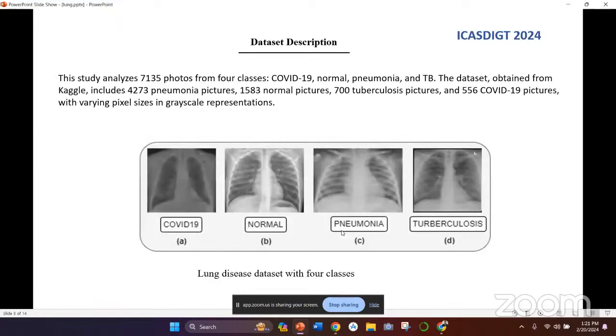Now we describe the dataset description. This paper analyzes 7,135 pictures from four classes: COVID-19, normal, pneumonia, and TB. The dataset was obtained from Kaggle and included 4,200 pneumonia pictures, 1,500 normal pictures, 7,000 tuberculosis pictures, and 556 COVID-19 pictures with various picture sizes in grayscale.